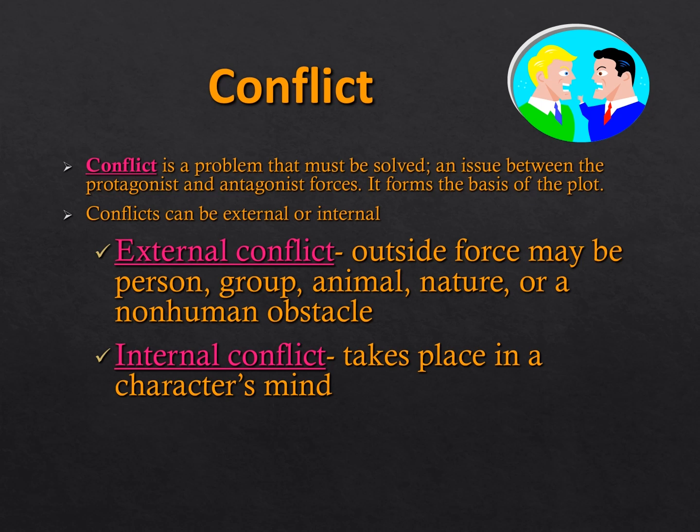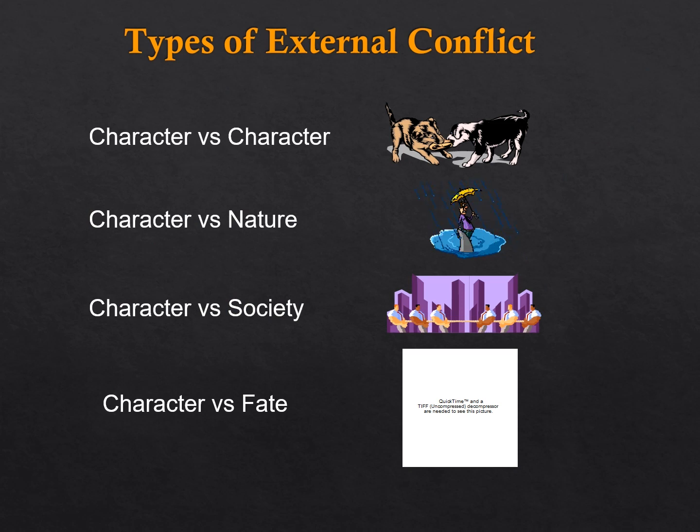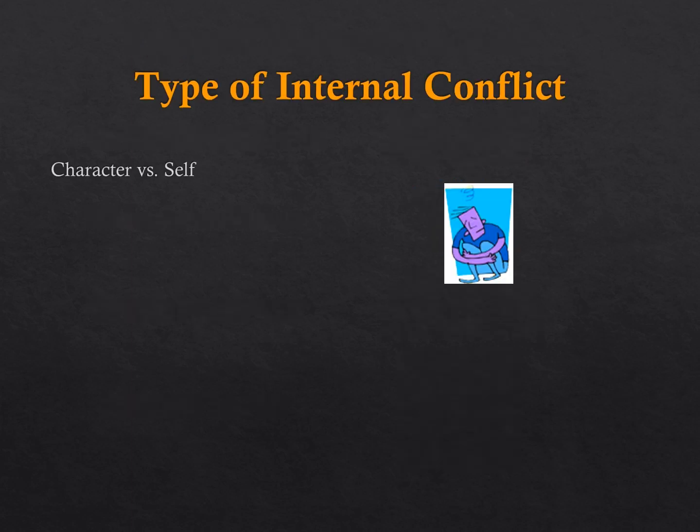Conflicts can be external or internal. External conflicts are outside forces, which may be from a person, group, animal, nature, or non-human obstacle. We also have the internal conflict, which takes place in a character's mind. There are types of external conflicts that are prevalent in different stories. Examples are character versus character, character versus nature, character versus society, and character versus fate. And we only have one type of internal conflict, and that is character versus self.